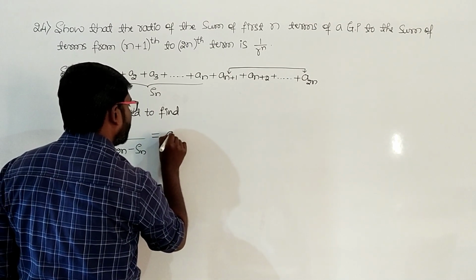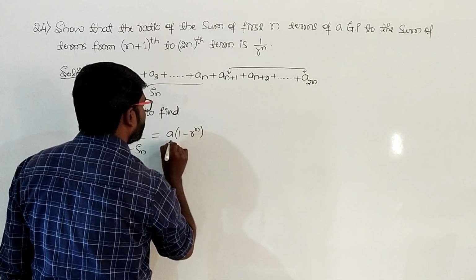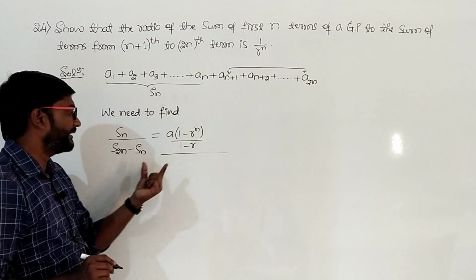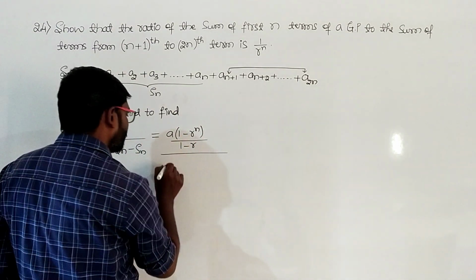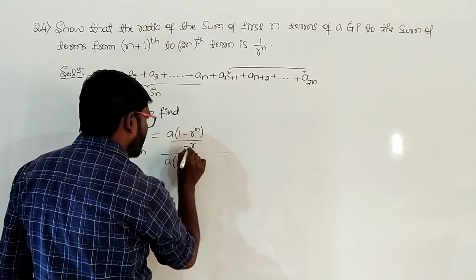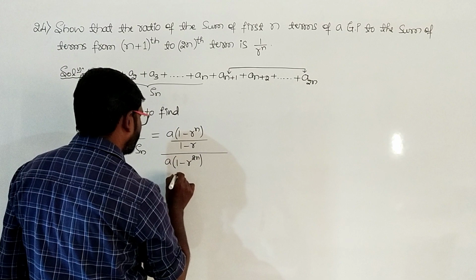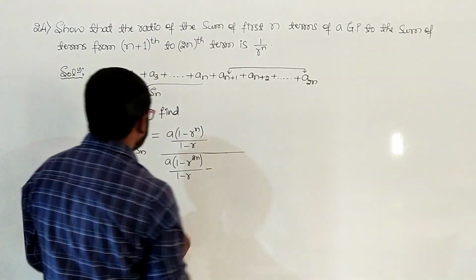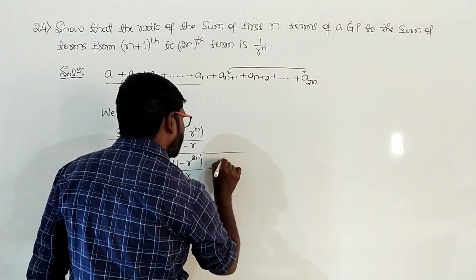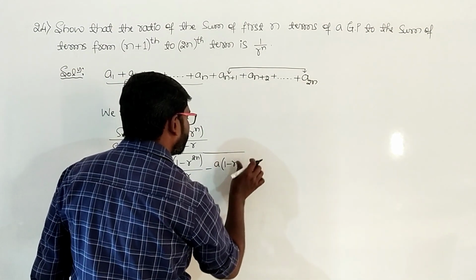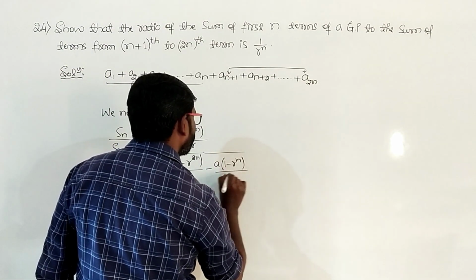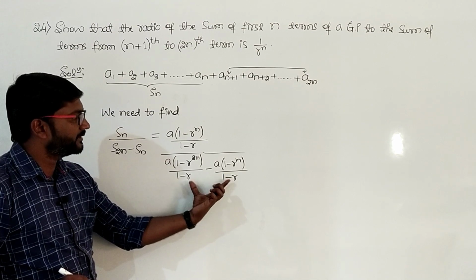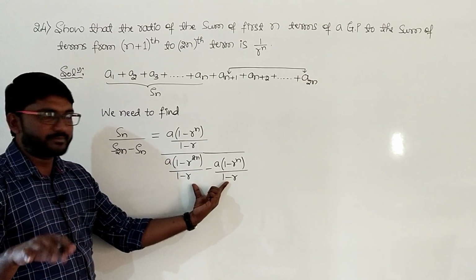Sn is going to be A into 1 minus r raised to n divided by 1 minus r, then whole divided by, this is the numerator, Sn I have written, divided by S2n minus Sn. So, here A into 1 minus r to the power 2n divided by 1 minus r, and then minus Sn, that is A into 1 minus r to the power n divided by 1 minus r. Observe the denominator now. Here you have the same denominator, that means the LCM is going to be 1 minus r.